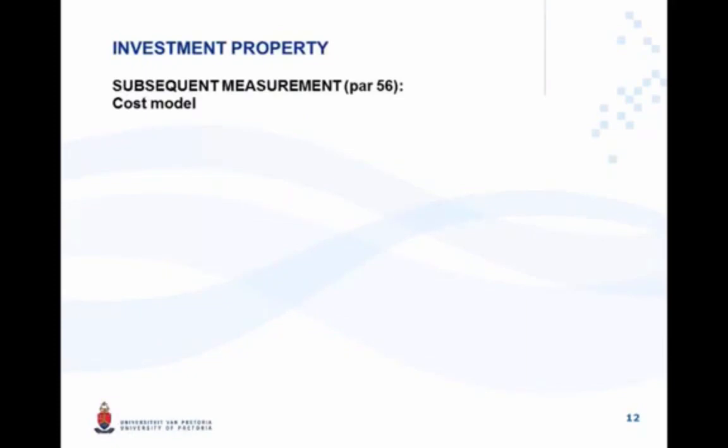Subsequent measurement, cost model. You measure all your investment property in terms of the cost model of IAS 16.